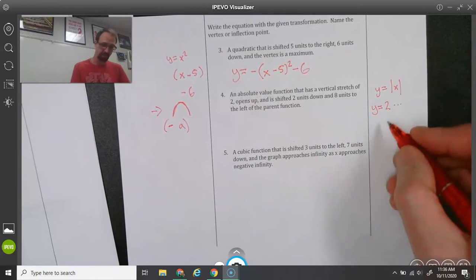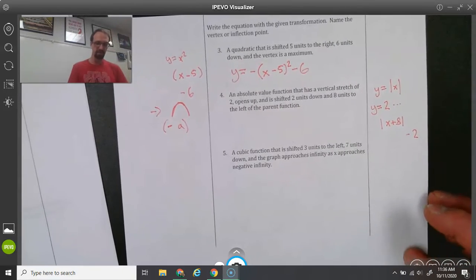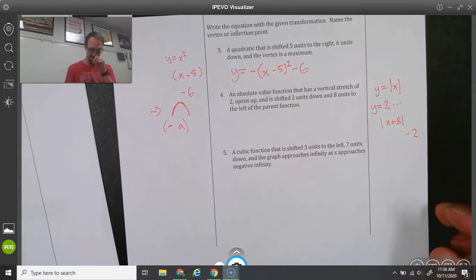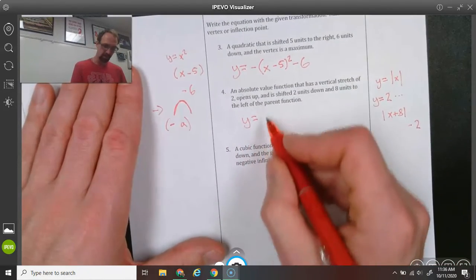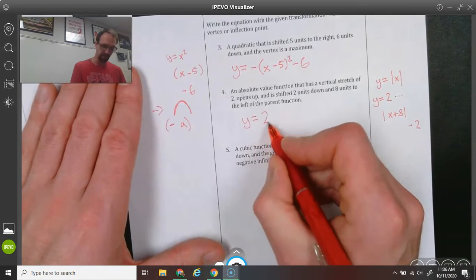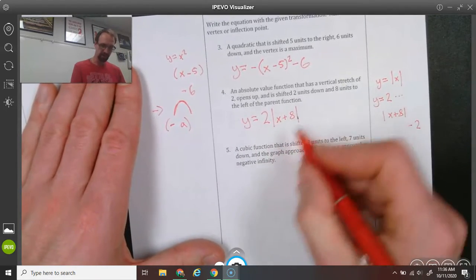If it's going to the left, that tells me it's going to be an x plus 8 inside the parent function. So it doesn't look like there's a reflection or anything. So linking all these together, I have y equals, it said vertical stretch of 2, so that tells me 2 times the absolute value of x plus 8, and then minus 2.